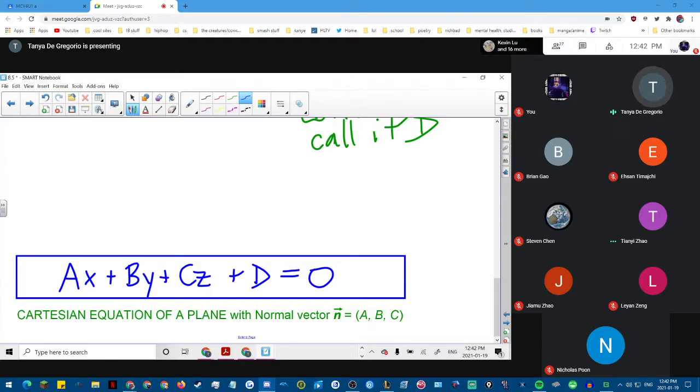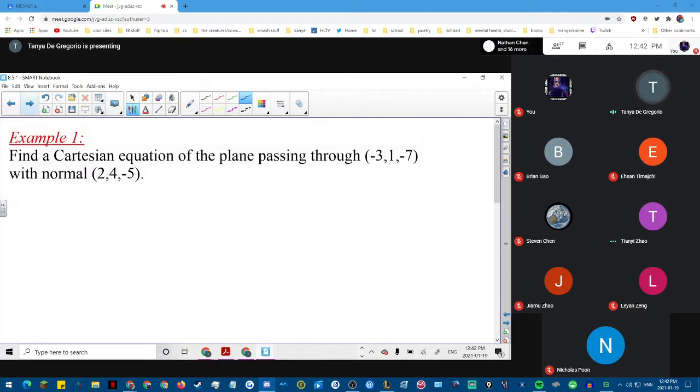Now, what do we know about Cartesian equations of lines? We know that ABC gives us the normal. Well, there's no difference with the Cartesian equation of a plane. A, B, and C represent a normal to the plane. Okay, so this is the equation now for a Cartesian equation of a plane, Cartesian or scalar. All right, so example 1.